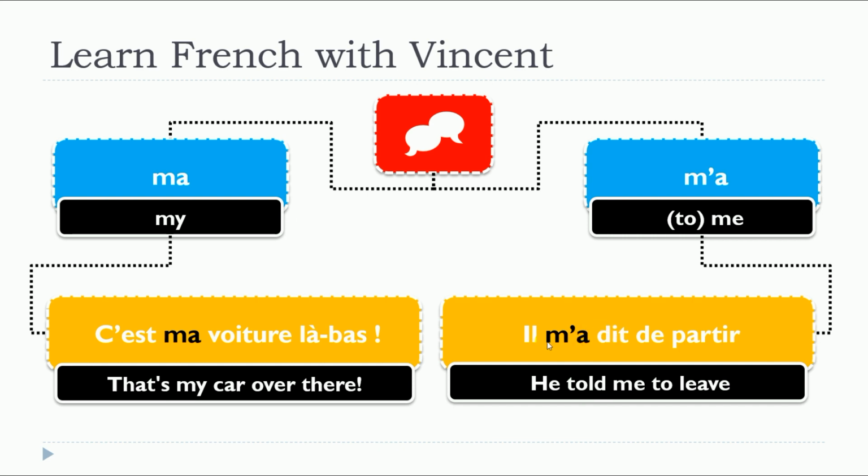But because the me here must be removed, the e is removed, and you put the apostrophe, you get ma phonetically. It's exactly the same sound, ma and ma. So remember to pronounce them the same way, but to write them differently.